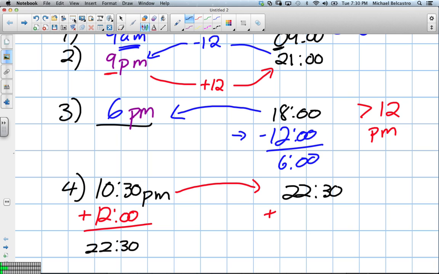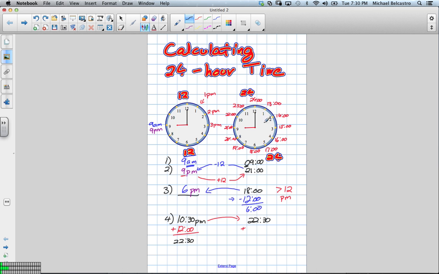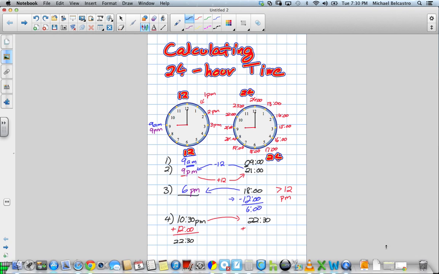Okay, the first thing I want you to do on that sheet is convert all of your times to 24-hour time. So that's just a quick conversion.